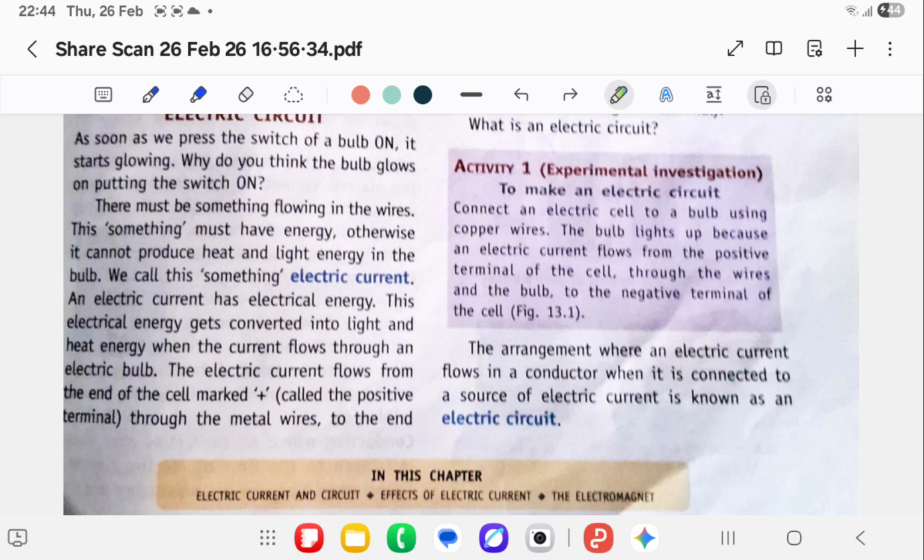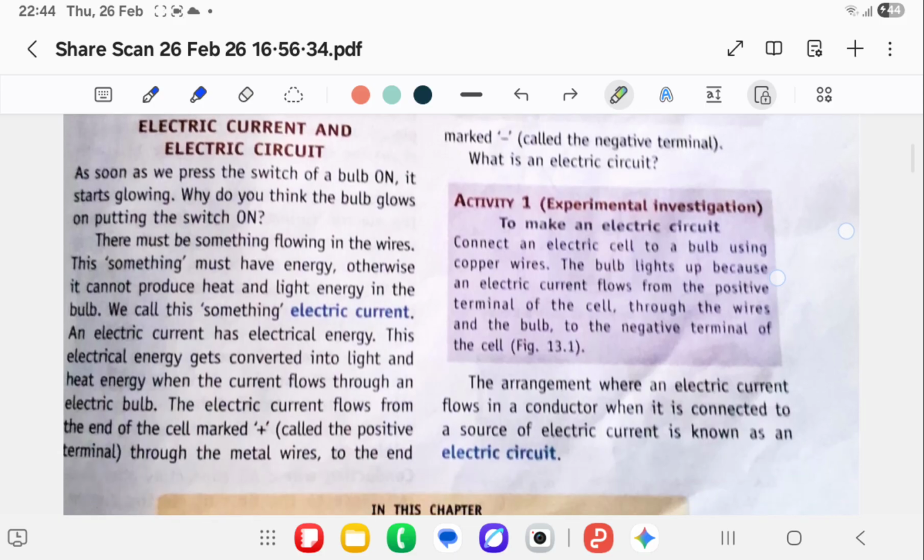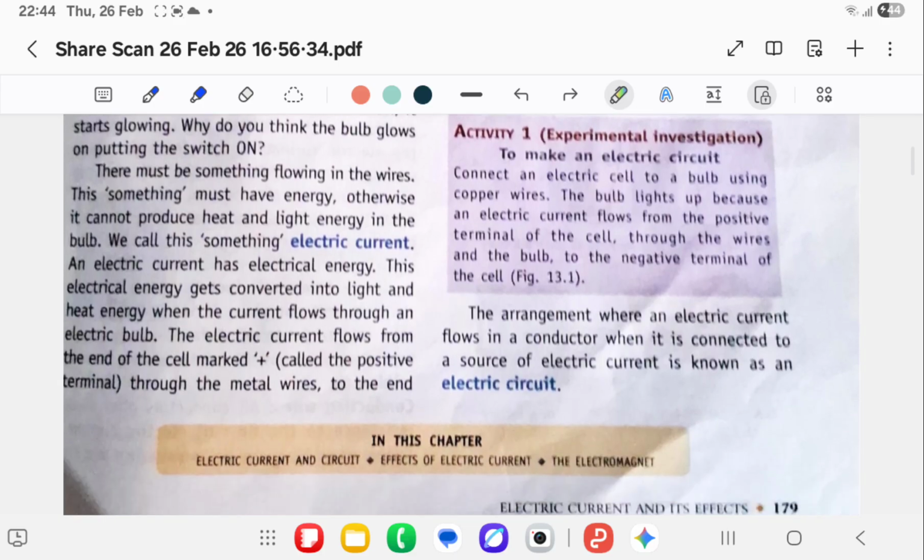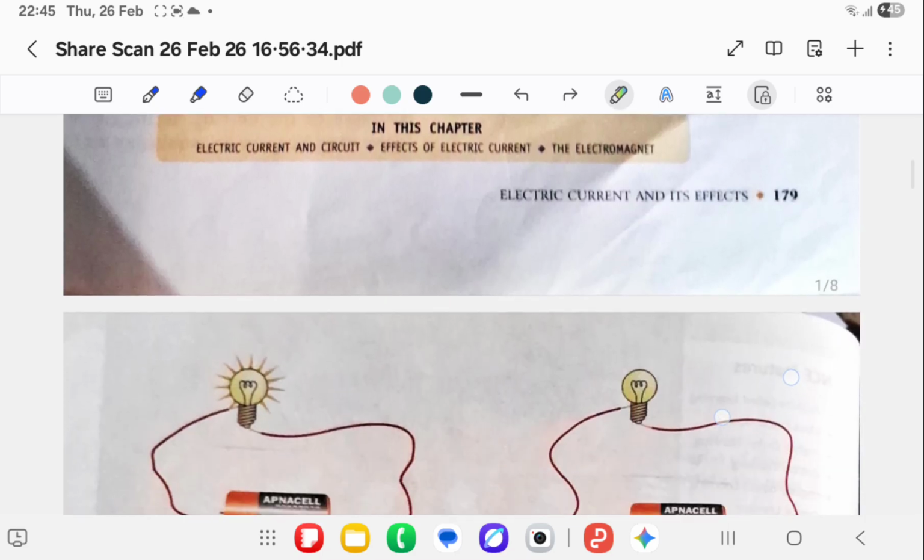Okay, now how is it flowing? It is flowing in an electrical circuit. The arrangement where an electric current flows in a conductor connected to it. It means whenever you switch on any switch, the electric current is passed through the wires, as you can see, and then it flows into the appliance that you are switching on. Okay, then it starts working because of the electric current.